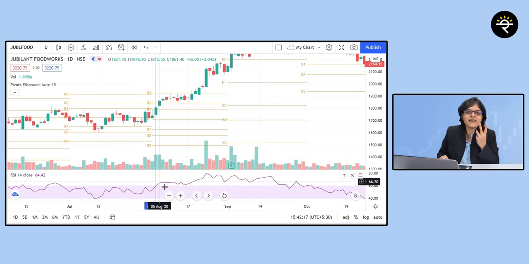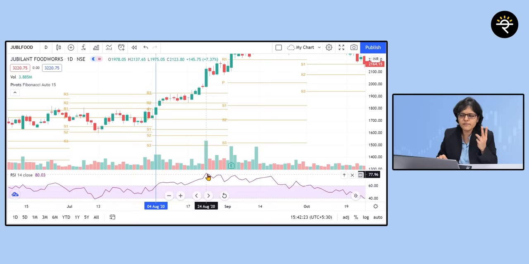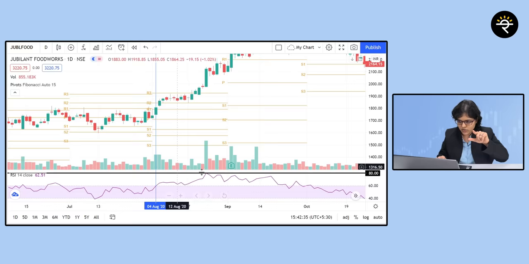You remember I said that the stock will go up and up and up, but it will be tired at some point in time. What is that some point in time? When RSI is about to touch 80. So if you see here at this very point, it has touched 80. I'm drawing a horizontal line. This is the 80 line.